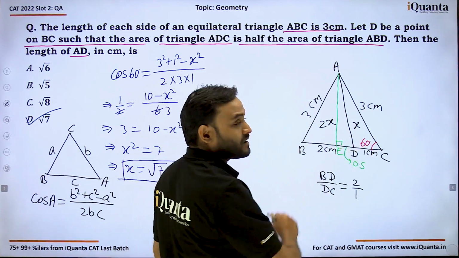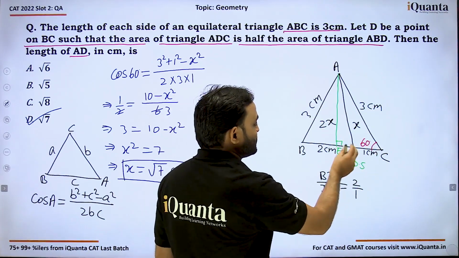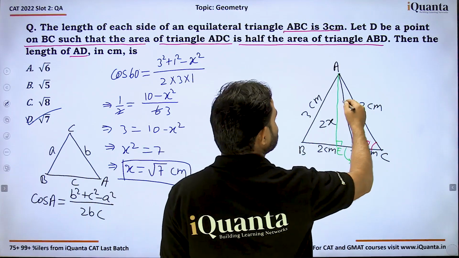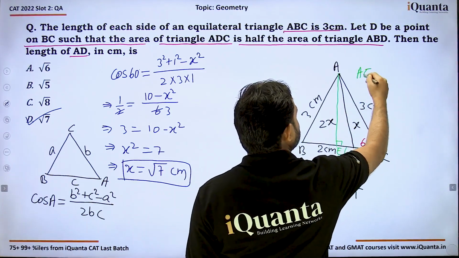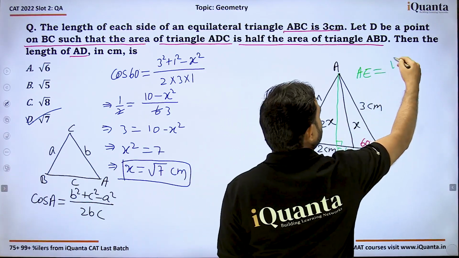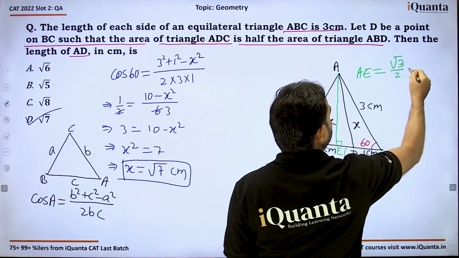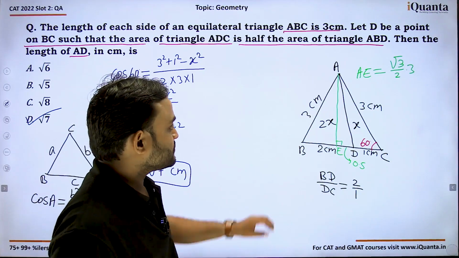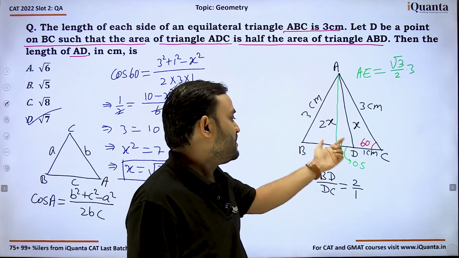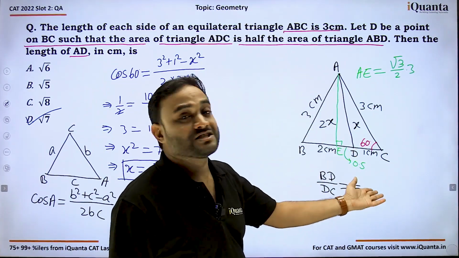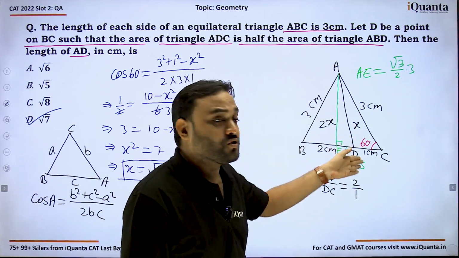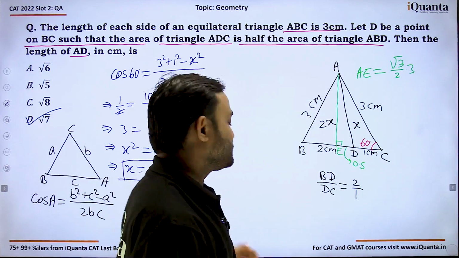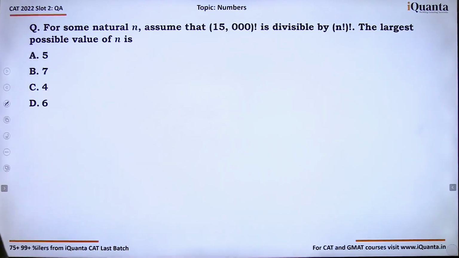So EC will become 1.5. DC is 1 centimeter. ED will become 0.5. And this length AE is nothing but height of this equilateral triangle, which is root 3 by 2 into side length. It will be 3 root 3 upon 2. Now we know the length of AE. We know the length of ED, which is 0.5. We can use the Pythagoras theorem to find the length of AD, which again, if you solve, you will get root 7.